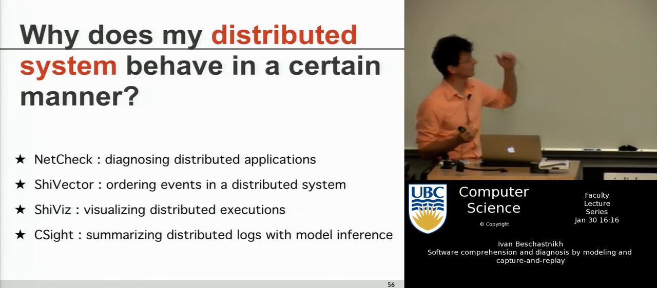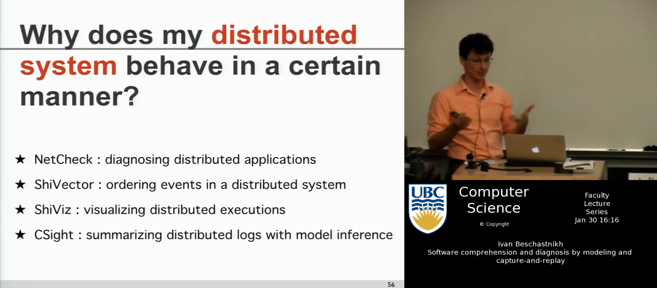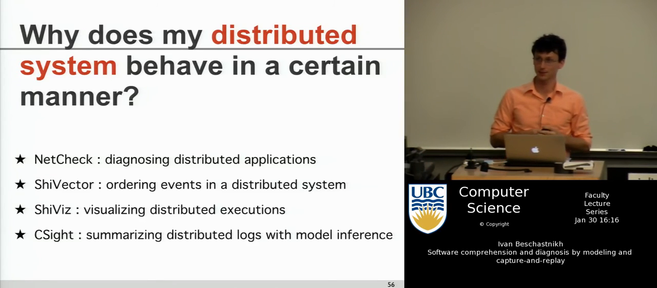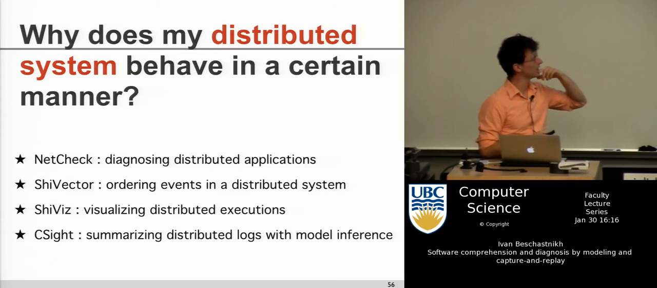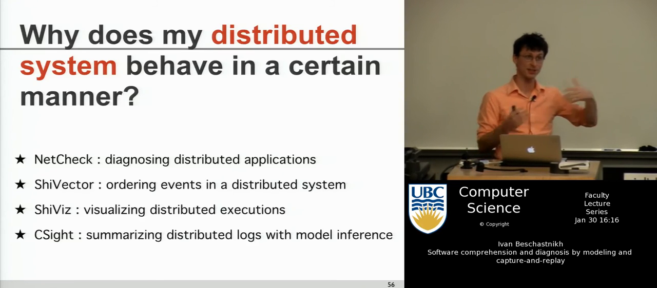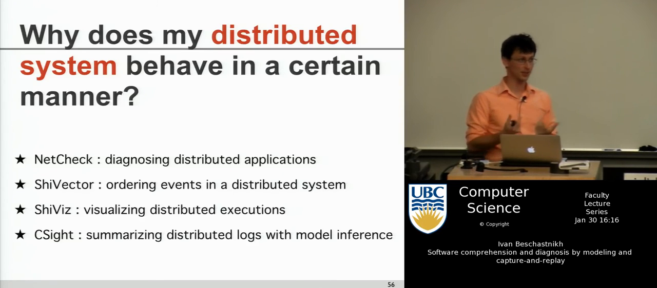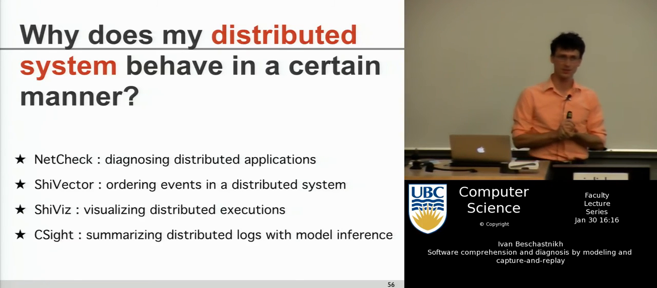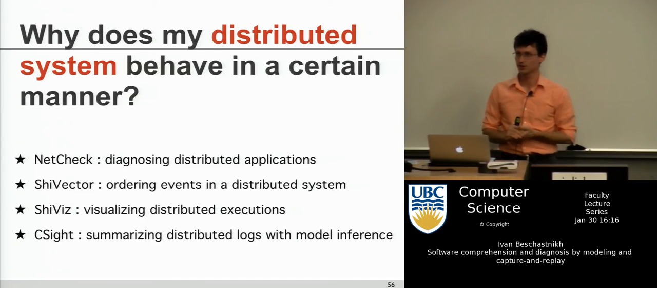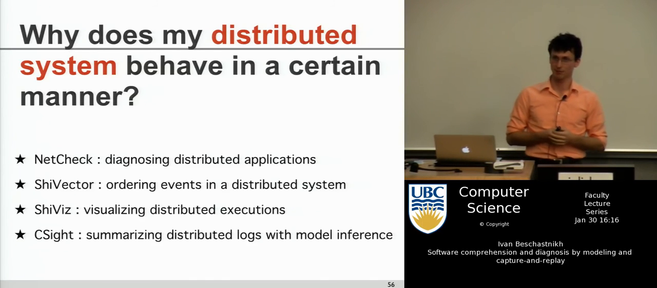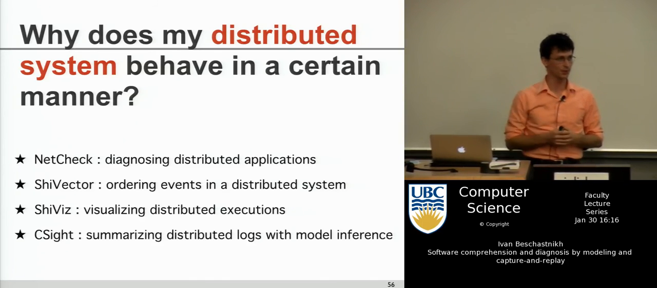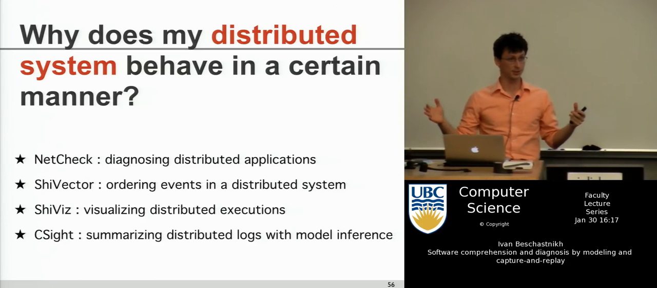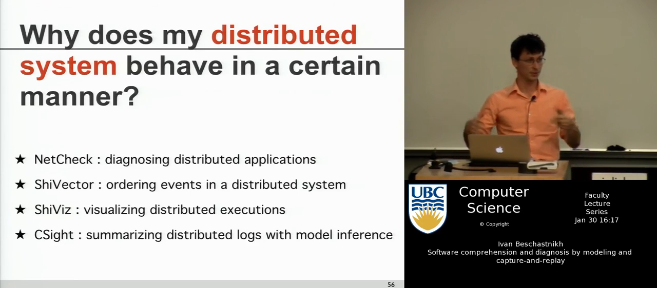So my last slide. The question was, why does my distributed system behave in a particular manner? And I talked about four different projects that try to get at this question. NetCheck is this project that says you don't have to record anything. Just let me look at the sequence of network calls that your application makes at these different vantage points. Then I'm going to reconstruct the sequence of calls, and use this really simplistic idealized model to do some diagnosis.